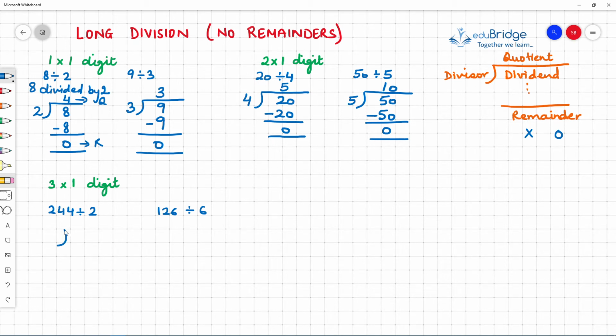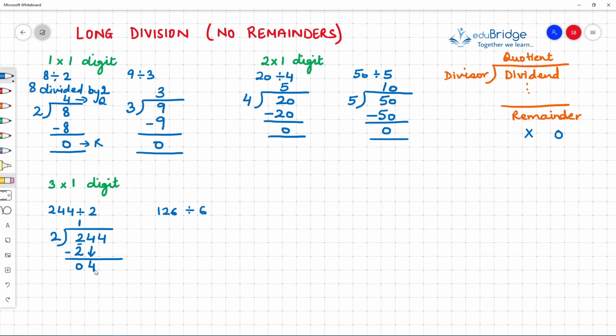So we have 244 divided by 2. We pick the first number. 2 times 1 is 2. Follow the steps carefully here, okay? Because we are dividing by 1 number, we pick the first number, 2, and divide it by 2. So we know 2 times 1 is 2. What is 2 minus 2? 0. We bring the next number down. So we bring 4, only one number, not 2 here.